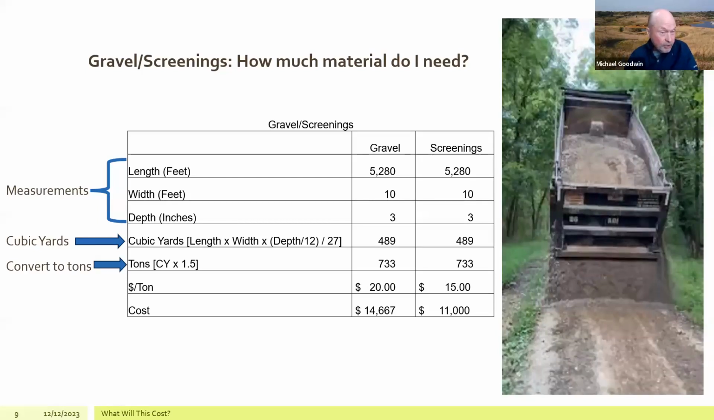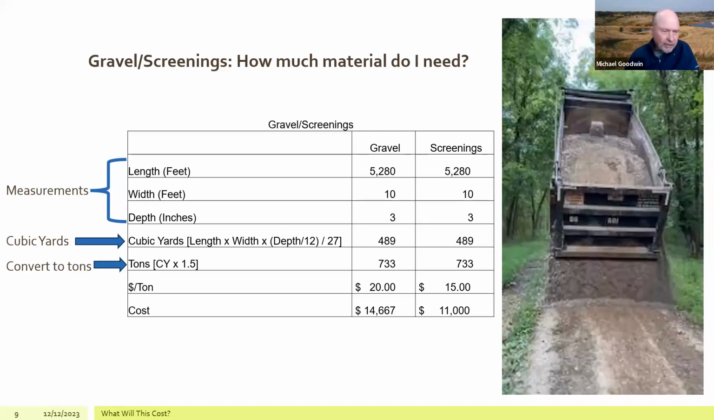to calculate the cubic yards. And so once you have the cubic yards of gravel, that tells you how much material you need. However, most contractors will bid a price per ton as opposed to a price per cubic yard. And so we make a quick conversion of about 1.5 tons per cubic yard of the gravel. And this does vary a little bit depending on, again, how many fines are in the gravel.